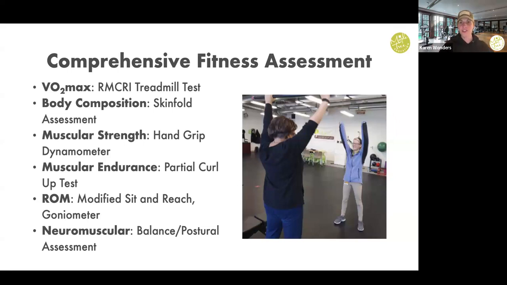For the muscular strength test, we do a hand grip dynamometer. For muscular endurance, if they're able to get down to the ground, we'll do a partial curl up test. If not, we'll do the sit to stand test. I think it's like a 30-second sit to stand, or the 60-second arm curl test. And then range of motion, we do modified sit and reach, and we also do goniometers to measure upper and lower body range of motion. And then for neuromuscular assessments, we do a balance and a postural assessment.